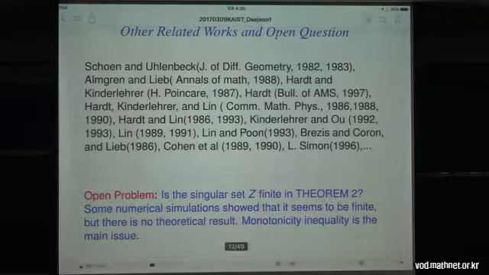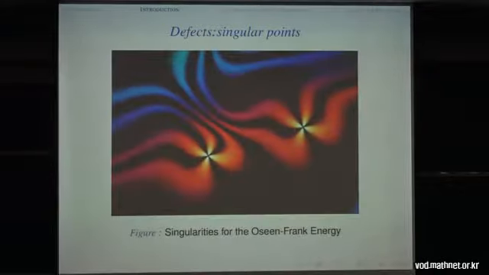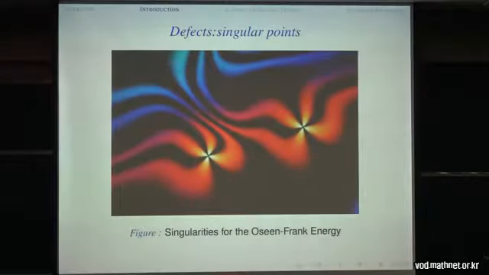There is some work related to this, but I'm going to pass on this one. And this is when the Oseen-Frank energy has a minimizer that has a singular point, and the singular point looks like this. This is the real picture. It's not a computational picture. This is a real picture. And this is one singular point.